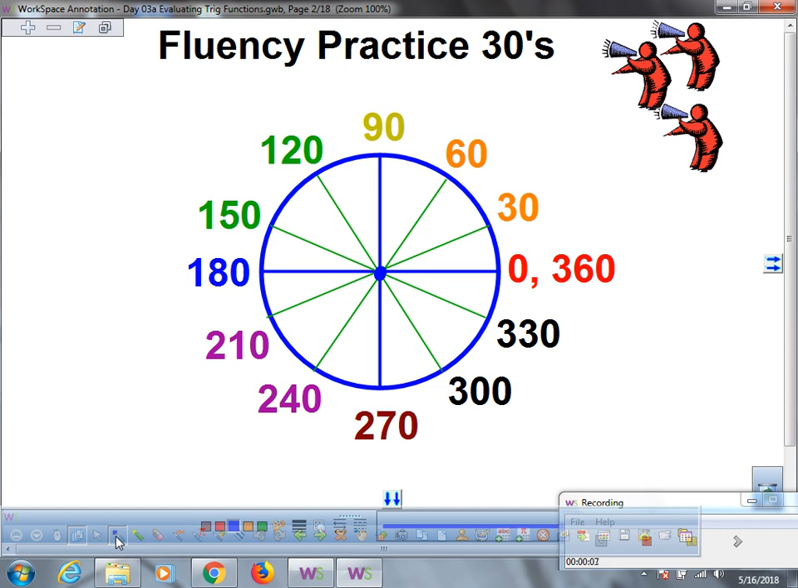Alright, so let's do some practice with our fluencies. What I really want to do, first of all, is counting by threes, right? If we go around our circle using degrees: 3, 6, 9, 12, 15, 18, 21, 24, 27, 30, 33, 36. Alright, I think I'm going to go to my 45s now.